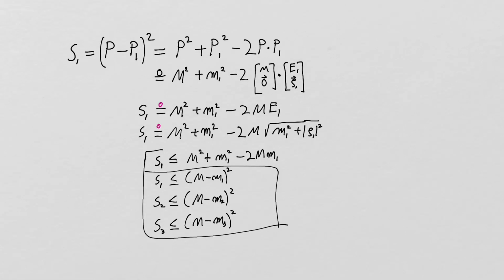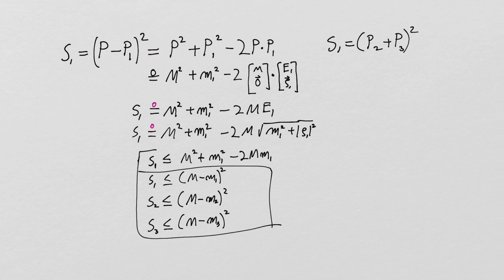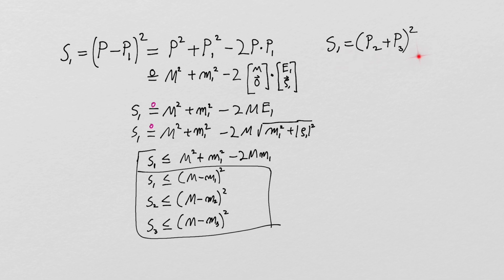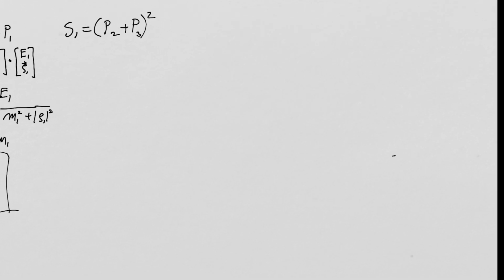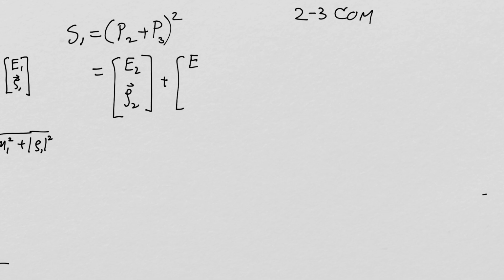All right, so we used this form of S1. Let's now use this form of S1 right here and see what we can learn about limitations from that. In this case, we're going to immediately go into the 2-3 center of mass frame. So I can immediately write this down as E2, ρ2, plus E3, minus ρ2, right?